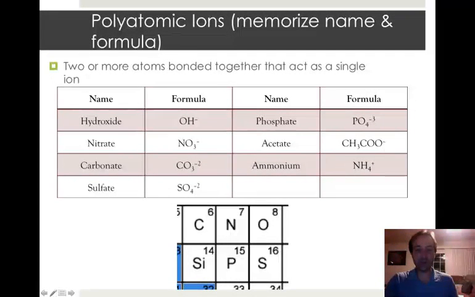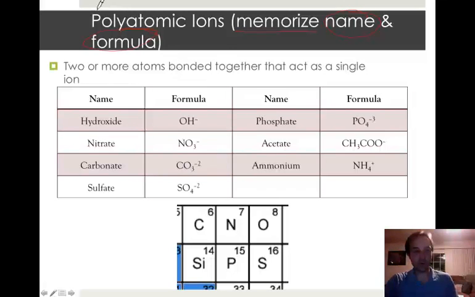All right, last slide, last idea, polyatomic ions. Some of you are not going to be too happy about this, but anyhow, polyatomic ions we need to memorize. You need to know their name, you need to know their formula, and not just how to identify them, but you need to be able to write them down.